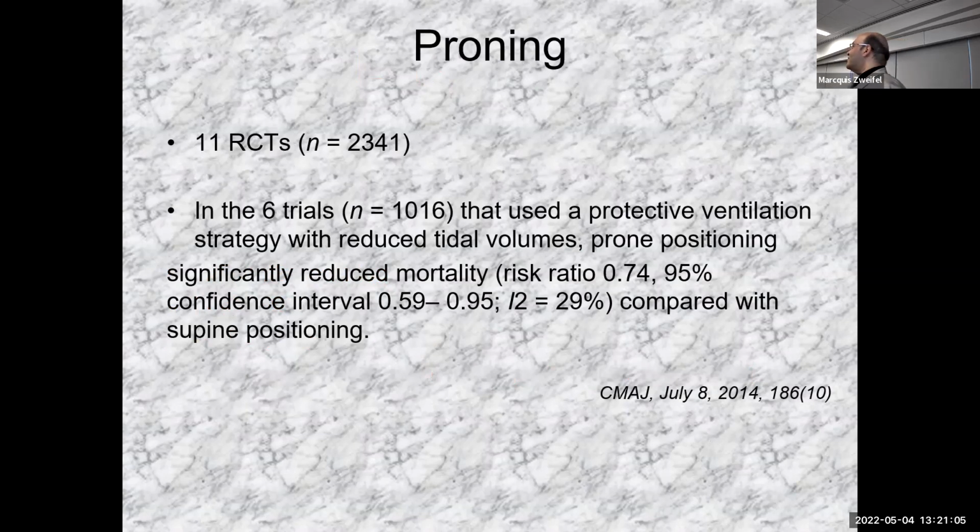That's why I'm telling you, you have to remember your name. Only the patients who were prone and were on 6 ml per kg ideal body weight showed improved mortality. Any patient who was not on 6 ml per kg ideal body weight did not improve in mortality.